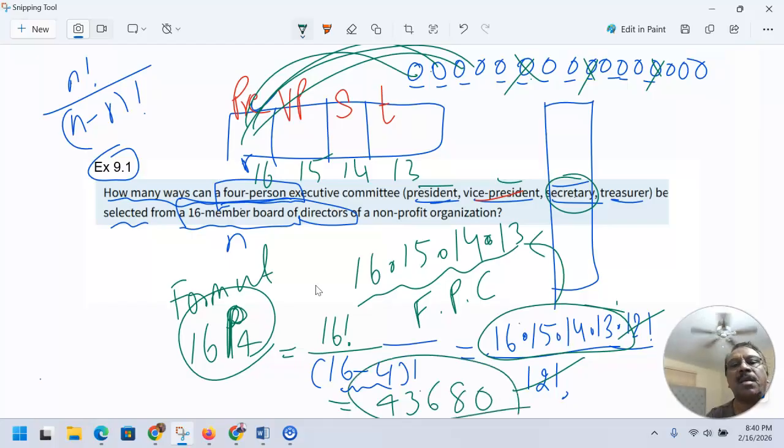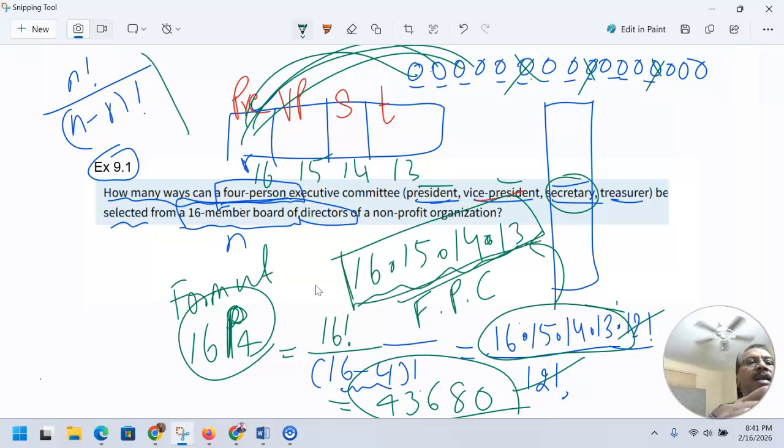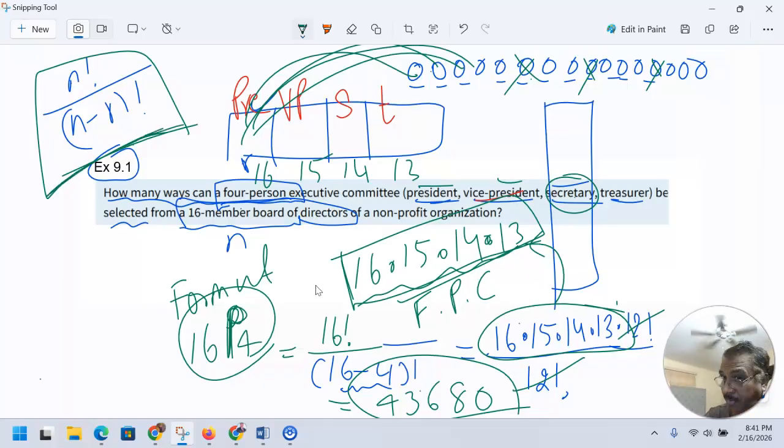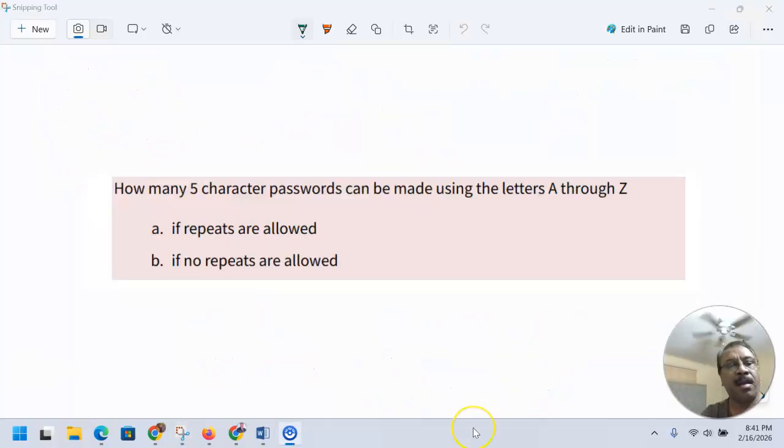So two different approaches. One approach is using the fundamental principle of counting, and the second one is using the permutation formula. As we continue like this with more and more examples, I think we'll get an idea.